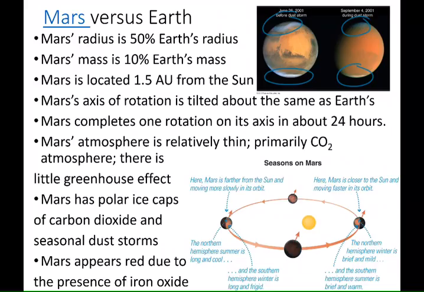Let's see, what's an AU? Did you guys tell me? Astronomical unit, very good. And how big is it? Yeah, the distance between the Earth and the Sun. So Mars is located about 1.5 AUs from the Sun. Earth is 1 AU, Mars 1.5 AU.